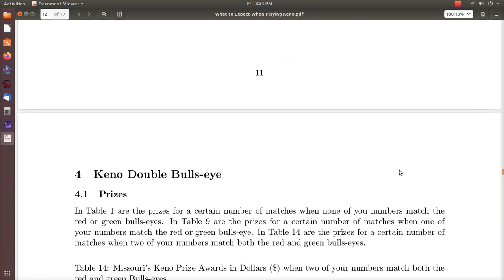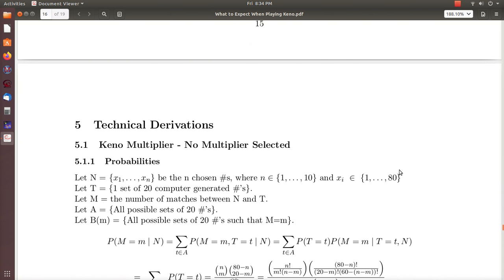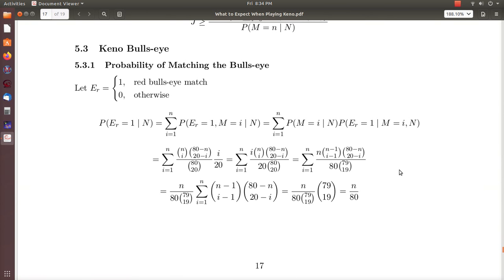Now, let's look at a technical derivation. The next video will be Keno double Bullseye, I mean. So here, this is the probability of matching the Bullseye, which we said was n over 80, the probability of Bullseye. But also, if you sum those probabilities, does that really equal n over 80? And this kind of touches upon that.